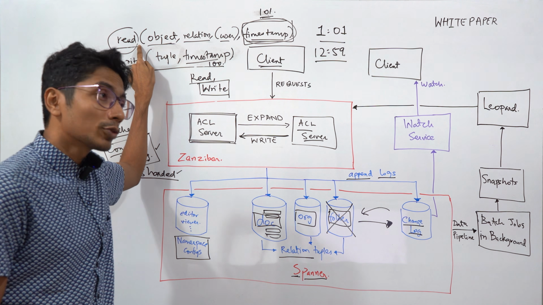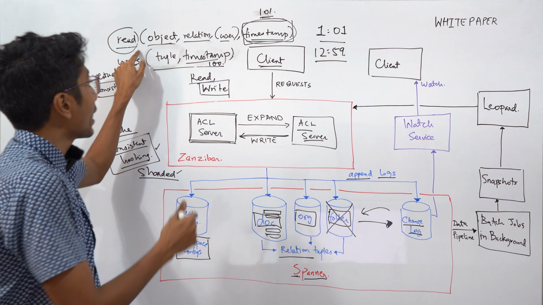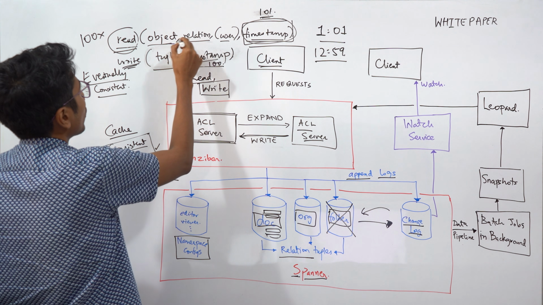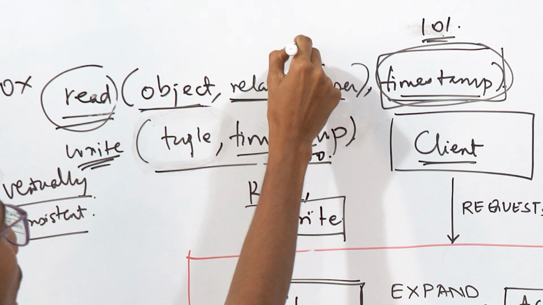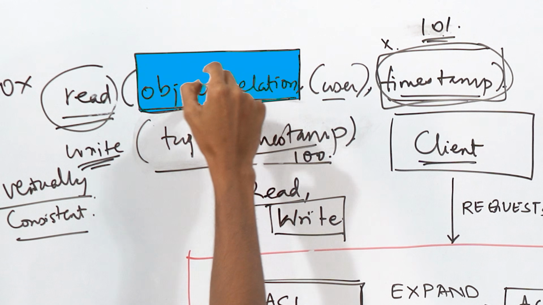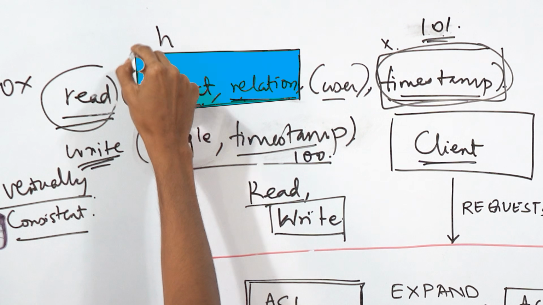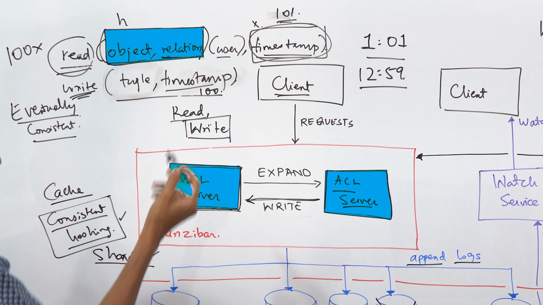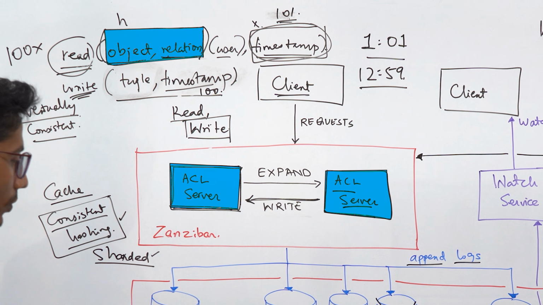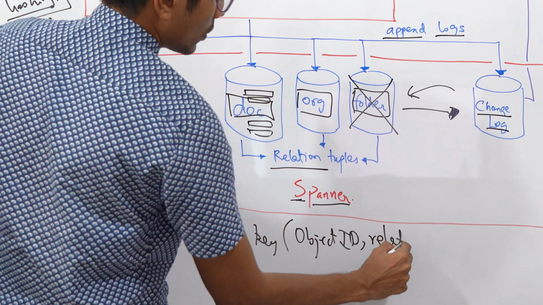Read operations are much more likely than write operations. Order of magnitude 2, so they are 100x more likely than writes. All you need to worry about is object and relation. User is optional, so we are not taking it into consideration, and timestamp also is not something we are looking into. If you can club these two together and hash these two parameters, then you'll get a number. That number can be used to route the request to one of these ACL servers. So the shard key is the object ID and relation.